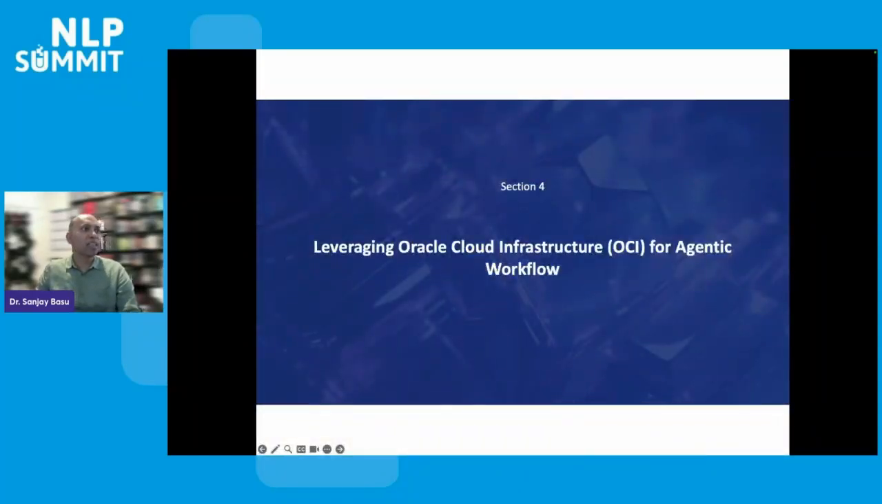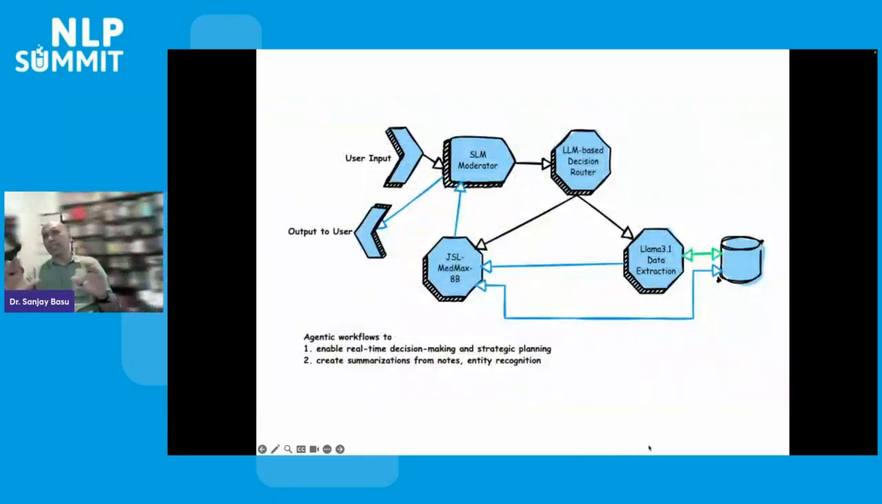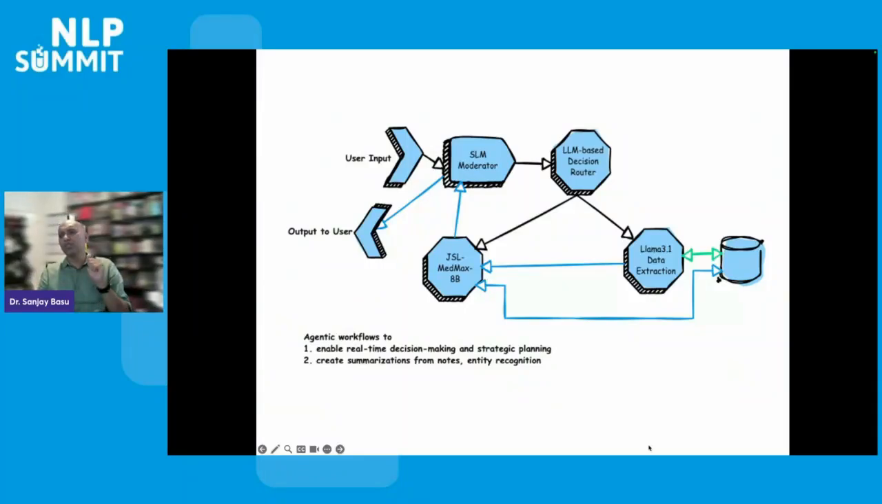Next section is leveraging Oracle Cloud Infrastructure, OCI, for agentic workflow. So here is the agentic workflow, and we have this workflow to enable real-time decision making and strategic planning, as well as creating summarization from notes and entity recognition.